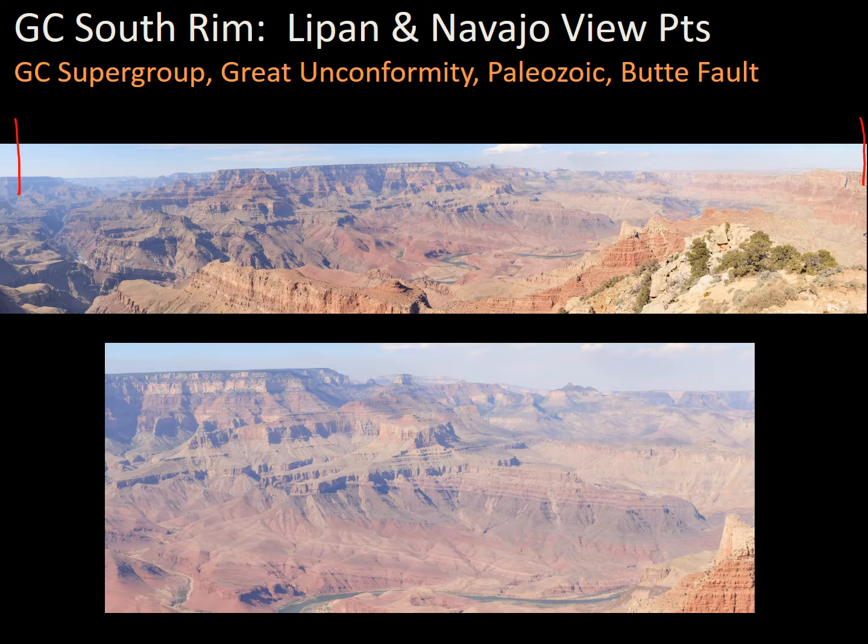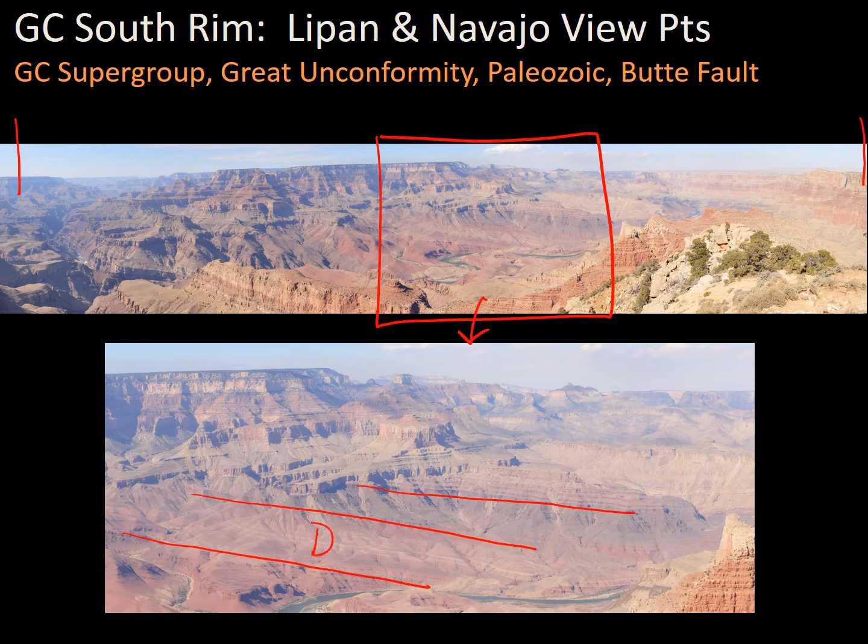But what I want to do is zoom in on this area approximately, which is located here, and talk about the Supergroup rocks and the overlying Paleozoic rocks. So what we have here are the gently tilted, off to our right towards the east and northeast, Supergroup rocks. This unit is the Dox. Actually, this is Dox down here as well. This is the Cardenas basalt, and above that is the Nankoweap Formation.